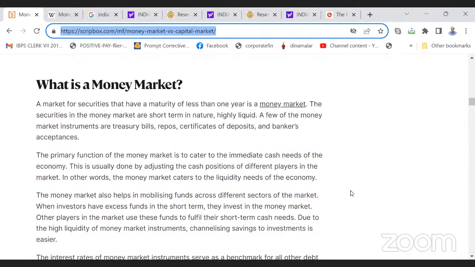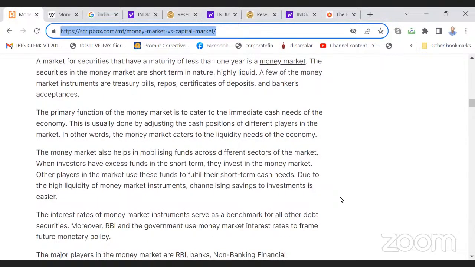The primary function of the money market is to cater to the immediate cash needs of the economy. This is usually done by adjusting the cash positions of different players in the market. In other words, the money market caters to the liquidity needs of the economy. The money market also helps in mobilizing funds across different sectors of the market. When investors have excess funds in the short term, they invest in the money market. Other players in the market use these funds to fulfill their short term cash needs. Due to the high liquidity of money market instruments, channelizing savings to investments is easier.